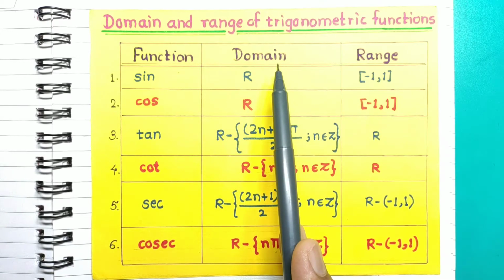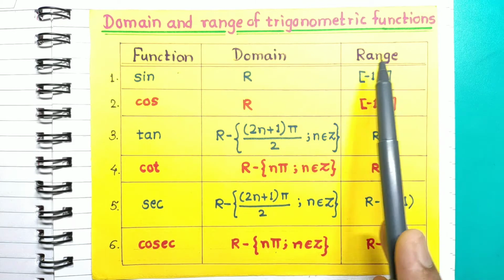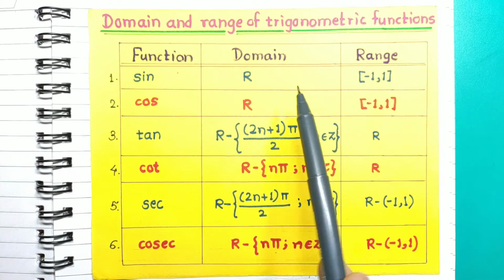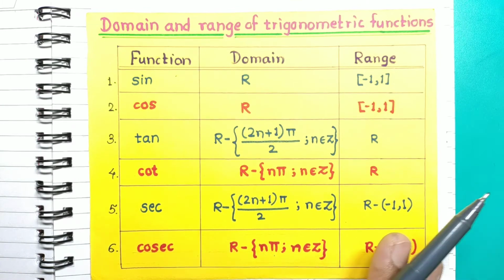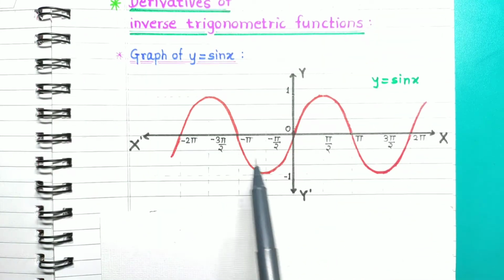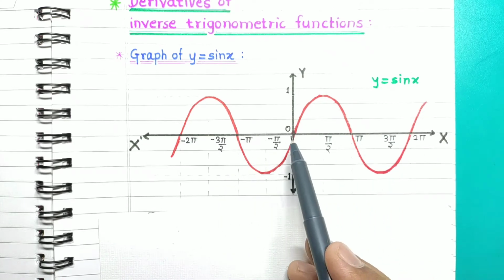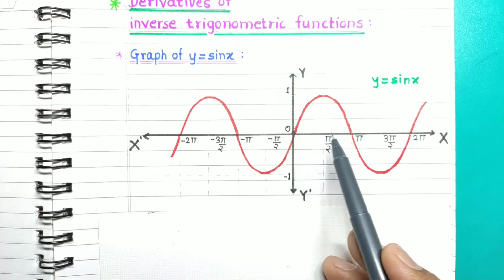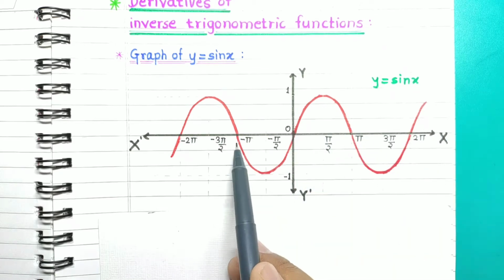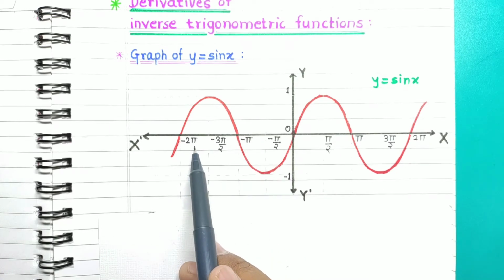Students, see, the domain of the sine function is the set of real numbers and its range is the closed interval -1 to 1. Let's recall the graph of the sine function. See, we have a graph like this. This is the graph of the sine function. Here we observe that sine 0 is 0, sine pi is 0, sine 2 pi is also 0, sine of minus pi is 0, sine of minus 2 pi is 0.